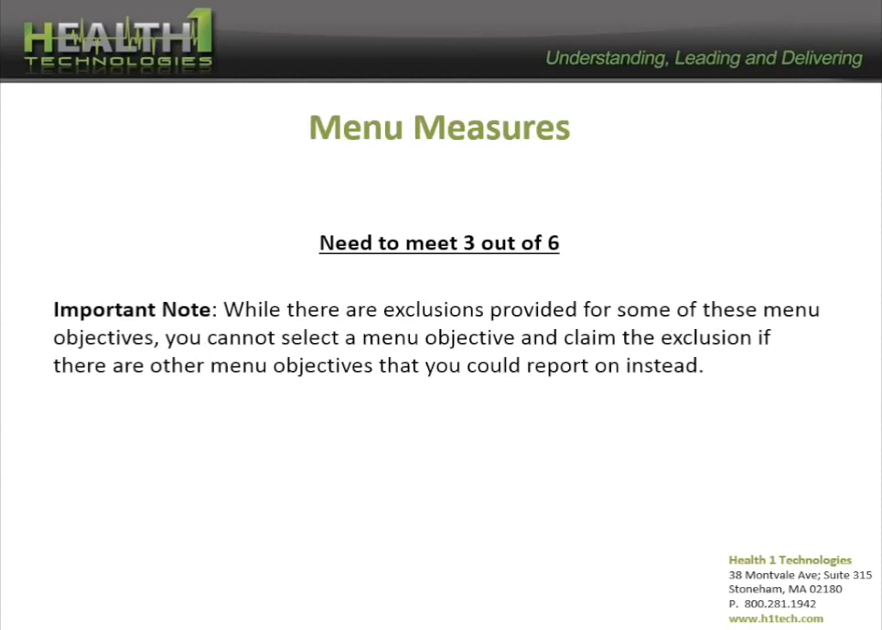So for the menu measures for Stage 2, the requirement is to meet 3 out of 6. There is an exclusion to this, or a caveat to it, we'll say, that while there are exclusions provided for some of the menu measures, you cannot select a menu measure and claim an exclusion if there are other menu measures that you could report on. So you can't just claim an exclusion for a menu measure, yet you're able to meet 3 of the other menu measures. It's kind of an all or nothing.